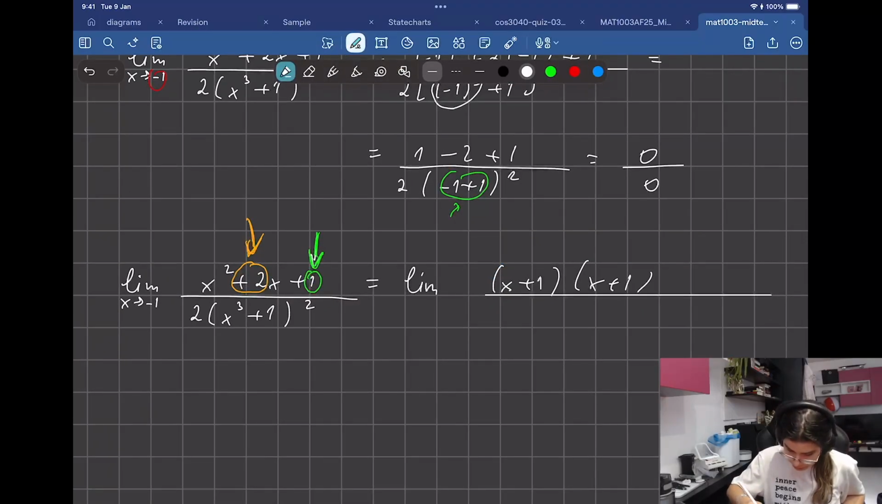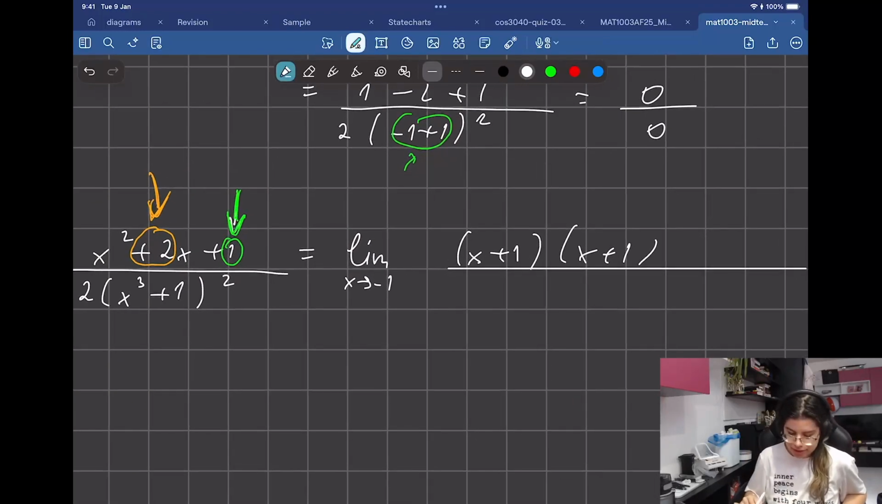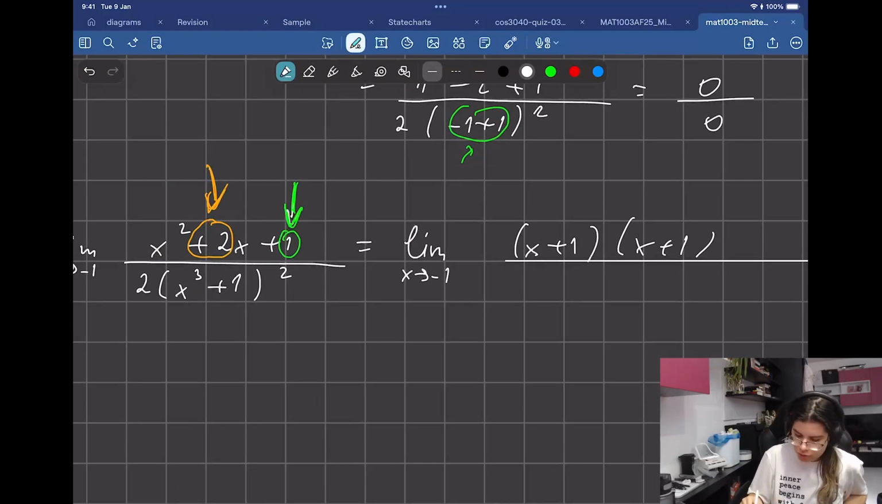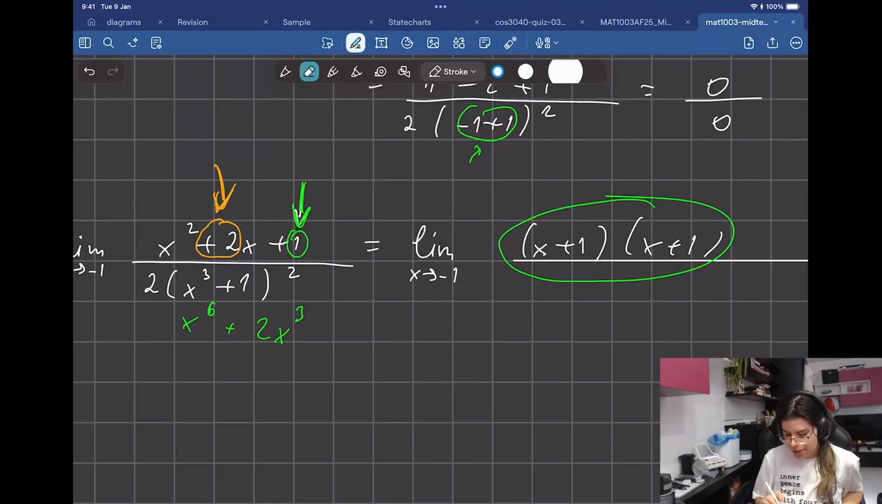So let me do so promptly. X approaches minus 1. Okay, so now in the denominator, I could try to expand this, right? Because we have a formula for a plus b squared, but if I start squaring, I'm gonna get x to the 6th plus, what is it, 2x cubed. That has nothing to do with my denominator. So this is not really gonna be the way, right? You could give it a go, but you're gonna hit a dead end, okay?